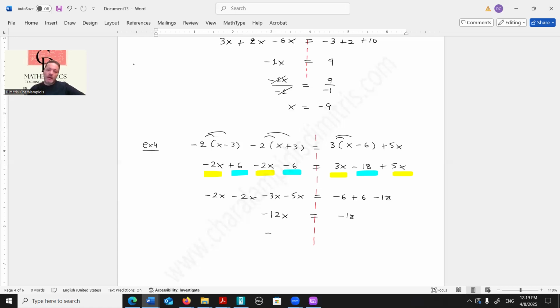And now I need to divide both sides by negative 12 so that the x is left by itself. Eventually, it's going to be x equals negative 18 over negative 12, which is the same as 18 over 12.